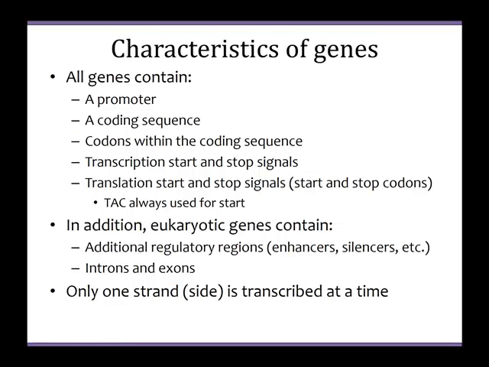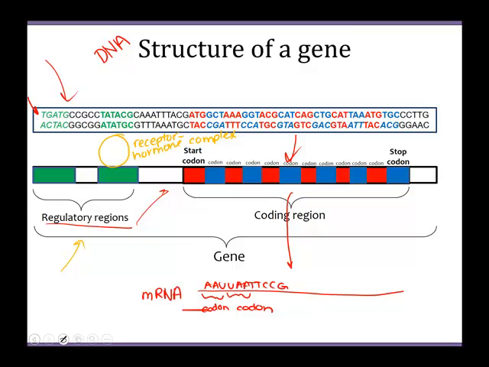Okay, so all genes will contain certain things. Unsurprisingly, eukaryotes and prokaryotes, they differ a little bit. Let's look at what they have in common, and then we'll look at what's different. So all genes will contain what's called a coding sequence. We already saw that. That's the part that's transcribed into mRNA. Coding sequence and coding region are actually the same thing. All genes will contain regulatory regions.